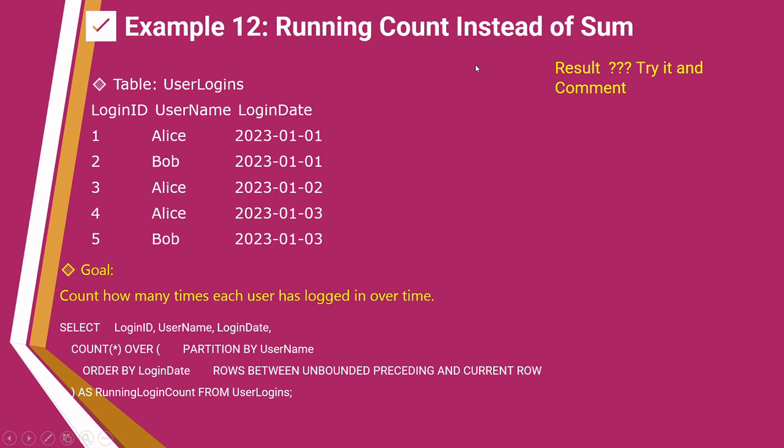Running totals are not limited to sums. Using COUNT star OVER, we can track login activity for each user over time. This is helpful for monitoring engagement or identifying power users.